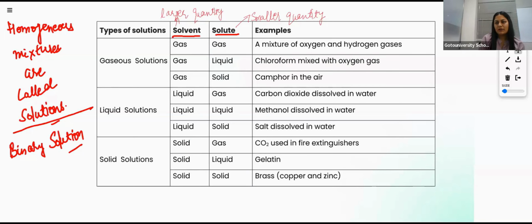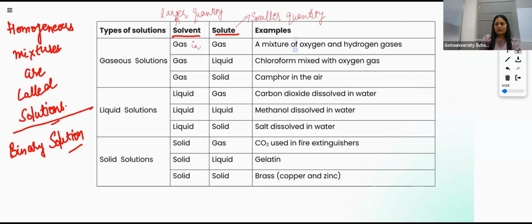So what happens when we make a mixture of gas in a gas? Now, as you can see, a basic example of gaseous solution is air, right? Air is everywhere and it is a gas. What is air? It's a mixture of gases. But as I have said, in this chapter we are only going to study binary solutions in which two components are present. That is why we have taken an example of a mixture of oxygen and hydrogen gases, right?